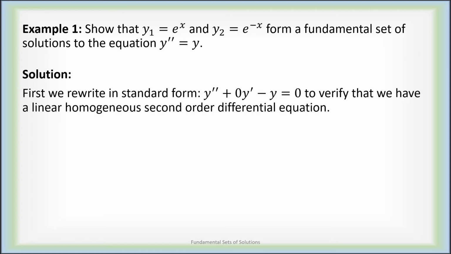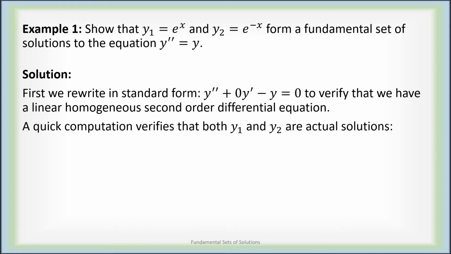Well, we're going to rewrite this in our standard form, y double prime minus y equals 0. Let's verify that both of our functions do actually solve the differential equation. That's actually not a very tough problem. y1 double prime is just the same as y1, and y2 double prime is also the same as y2.